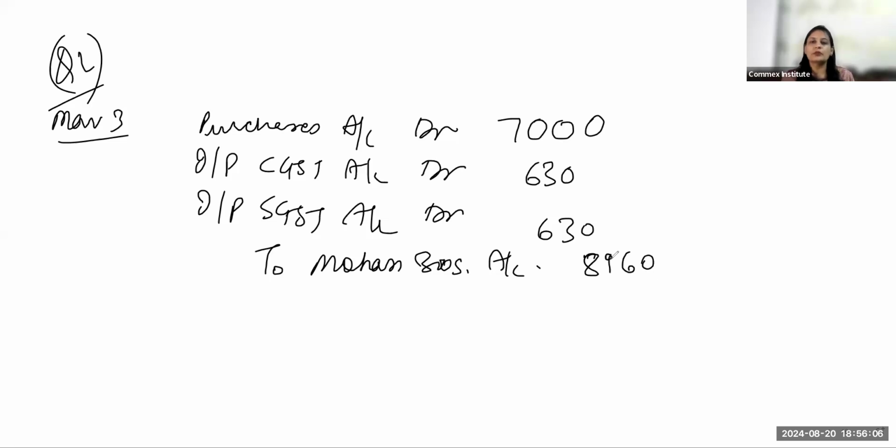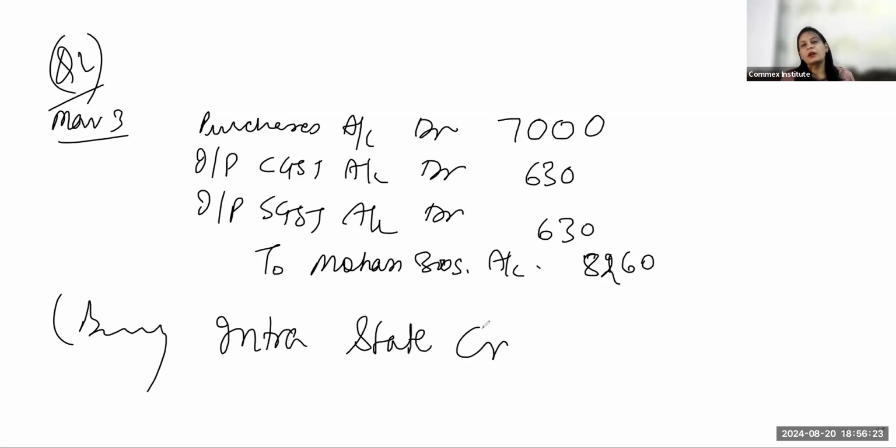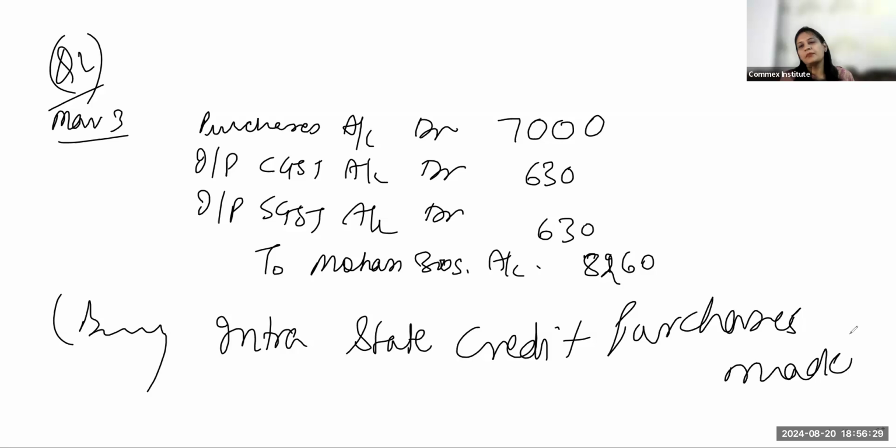8,260. 1260 हो गया total. GST में quote करके 7,000 plus 1260. Okay, being intra-state credit purchases. Okay, done. I change the sheet. Isha, done.